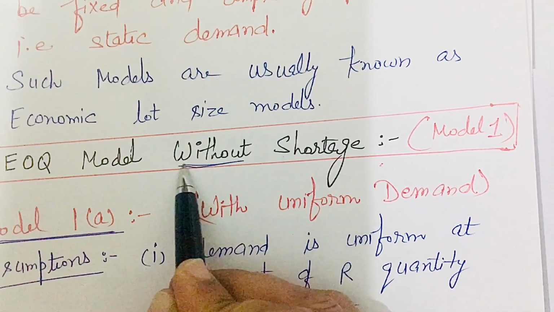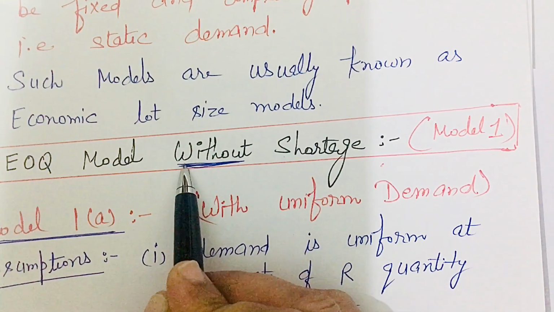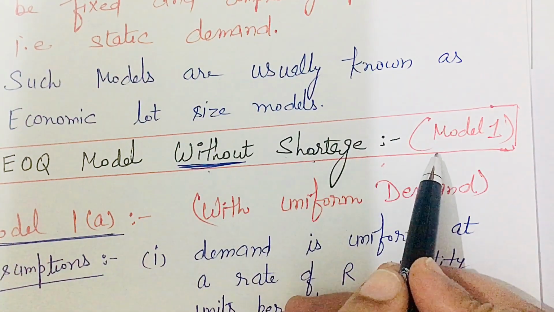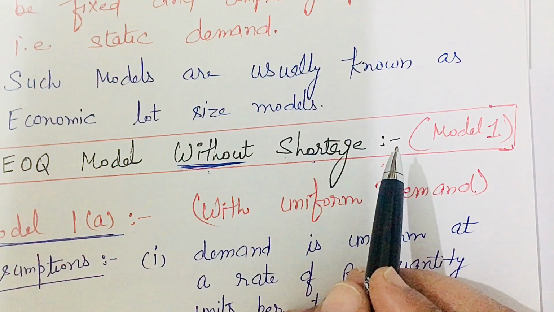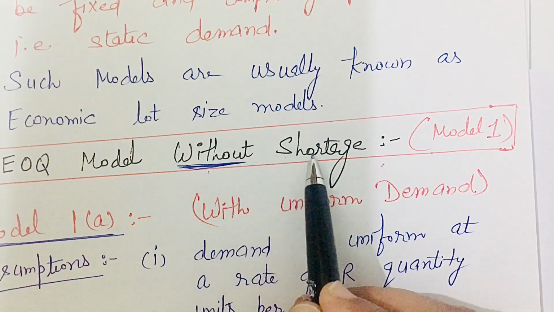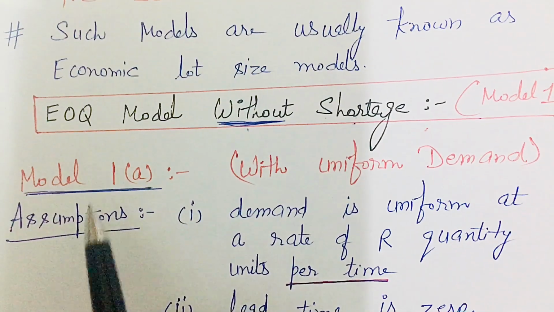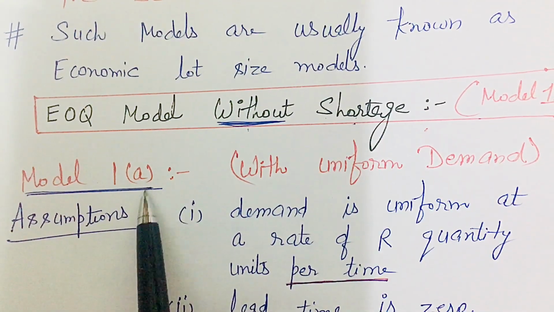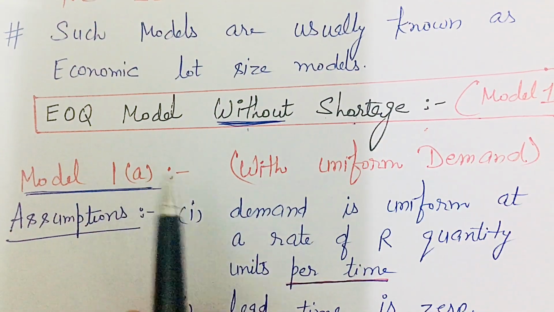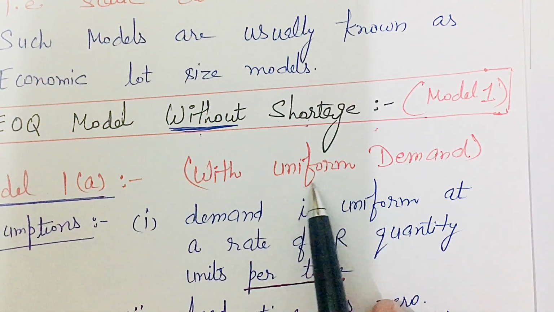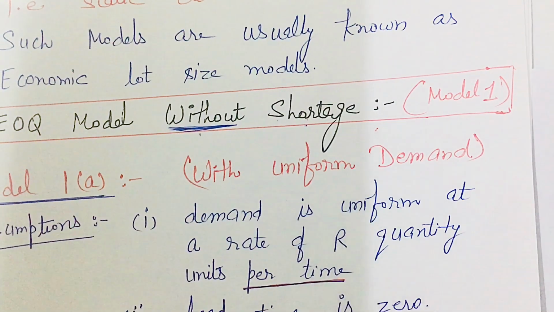This is the main important point: without shortage. We are not considering the shortage cost in model 1. In all three categories, model 1A, 1B, and 1C, we are considering without shortage. First of all, we discuss model 1A. In model 1A, we are considering that demand is uniform throughout the year, throughout the time.